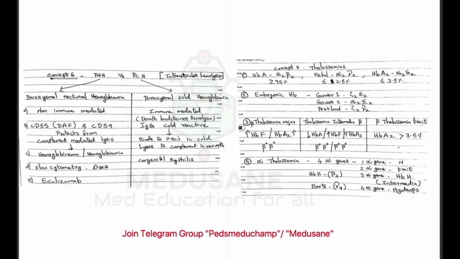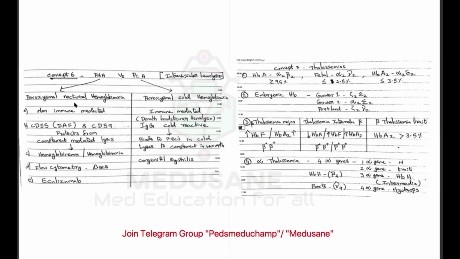So it's a biphasic antibody, and it is a cold reactive antibody because it binds in the cold in the peripheries. So it is IgG. So remember, it is IgG. So it's a Donath-Landsteiner hemolysin. Previously, it used to be congenital syphilis where we used to get this paroxysmal cold hemoglobinuria.